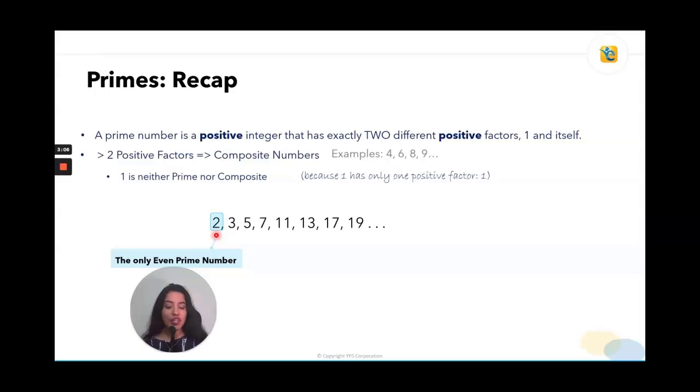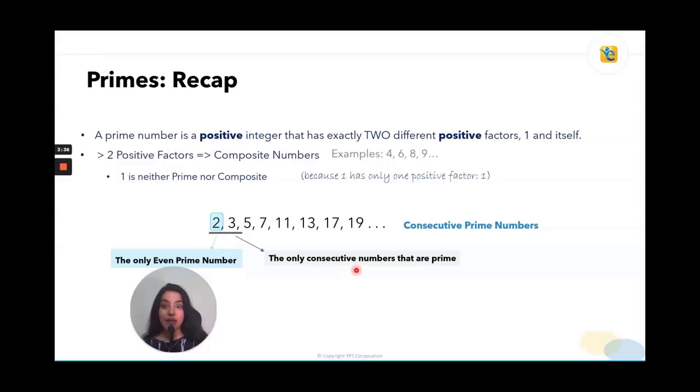Another observation in this list is in the numbers 2 and 3. Look at 2 and 3. These are consecutive integers. Consecutive integers means they come one after the other. You have 1, 2, 3, 4, 5. So 2 and 3 come one after the other, and they're both prime. They're both in the list. This, in fact, is the only pair of consecutive numbers that are both prime. So this is again a very important point. You will have no other consecutive numbers in the world that will both be prime.